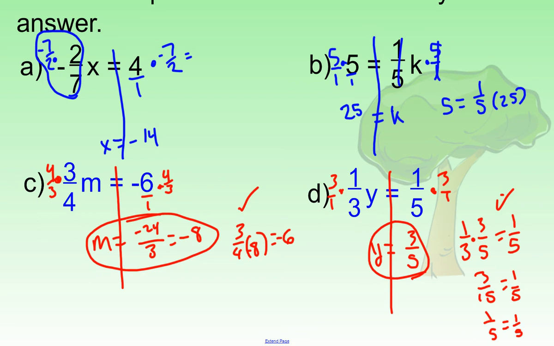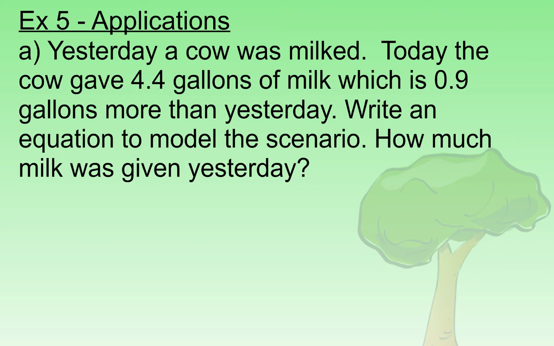So here we have some applications. It says yesterday a cow was milked. Today the cow gave 4.4 gallons of milk, which is 0.9 gallons more than yesterday. Write an equation to model the scenario. Then how much milk was given yesterday?